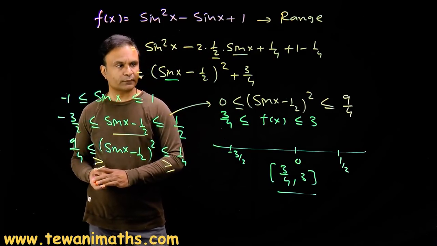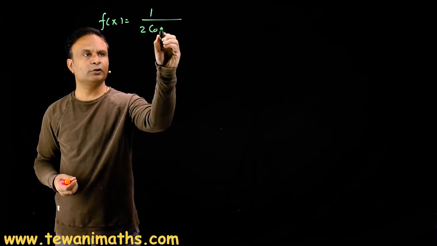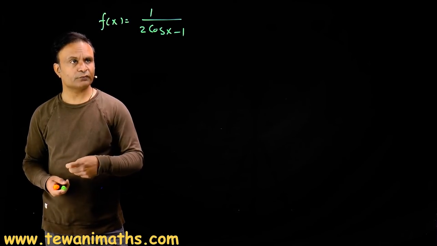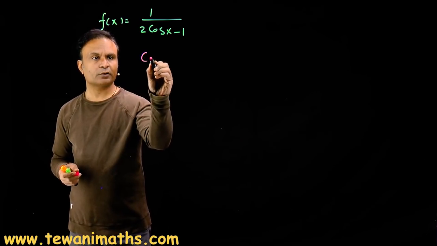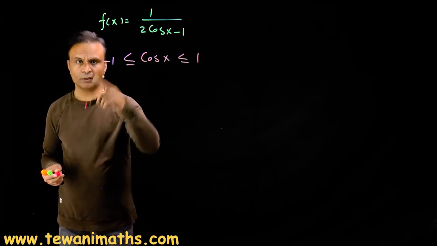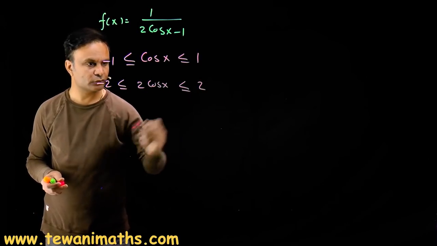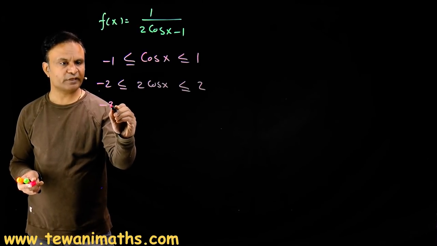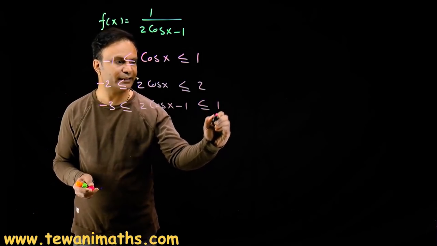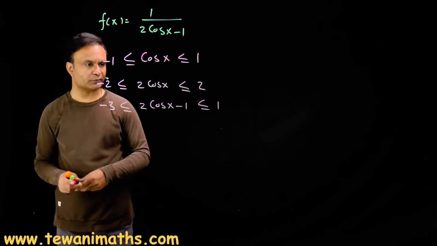Take one more question. Find the range of the function f(x) equal to 1 upon 2 cos x minus 1. Seems a very simple question. We start from cos x. Cos x lies in the interval minus 1 to 1. Multiply by 2. So we have 2 cos x lying between minus 2 to 2. Then subtract 1. So we have minus 3 less than or equal to 2 cos x minus 1 less than or equal to 1. Now we have to find the values of the reciprocal of 2 cos x minus 1.